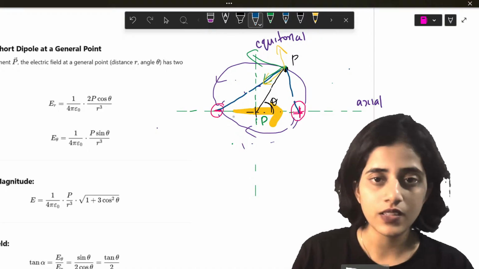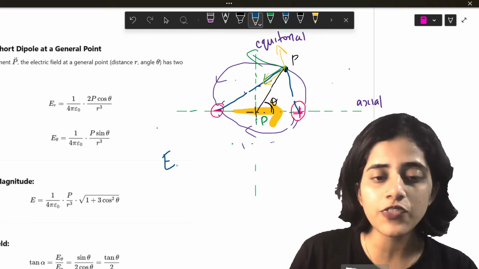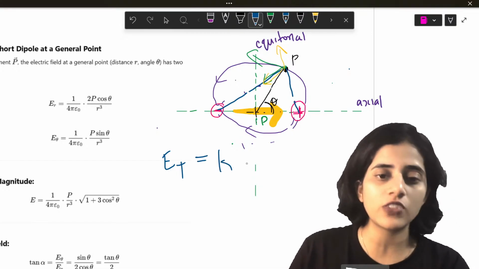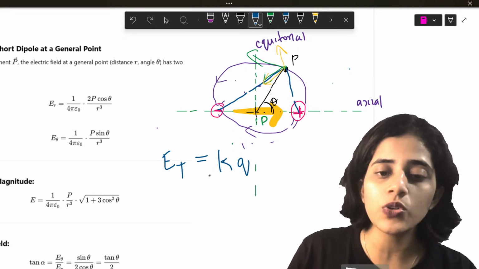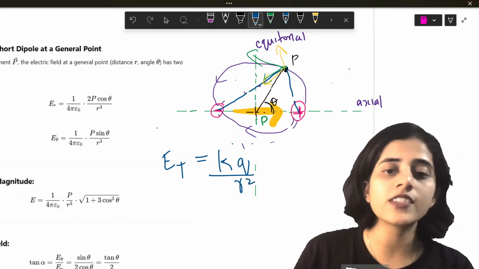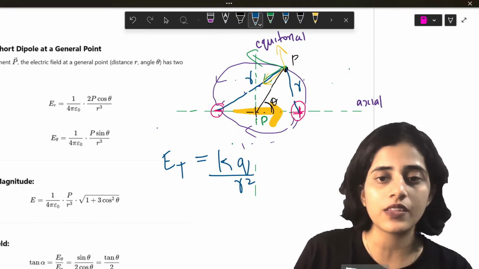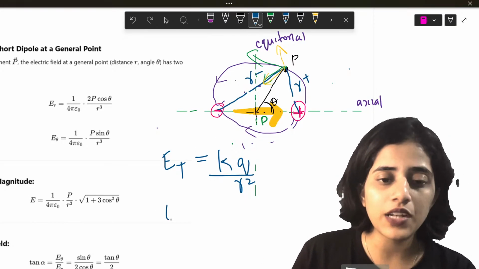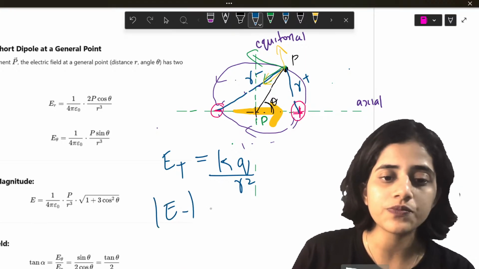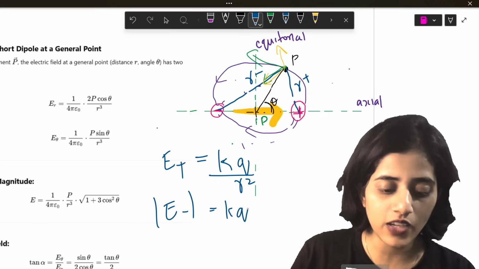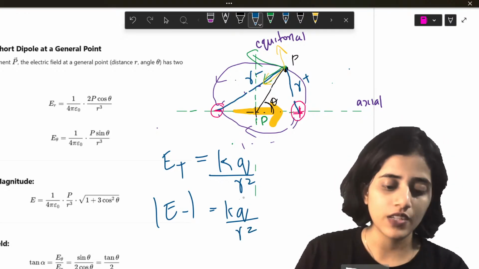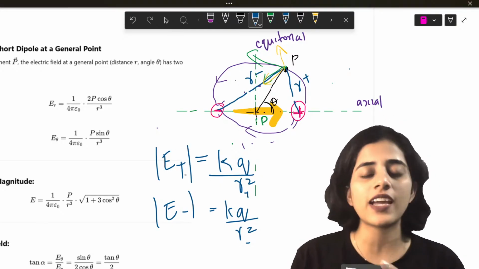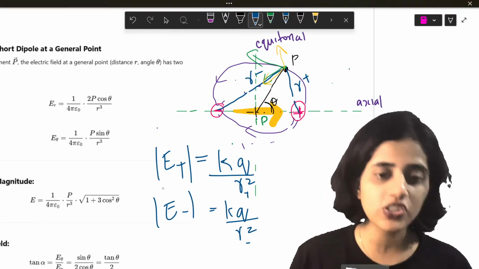Now, the electric field because of the positive will be how much? K, which is 1 by 4 pi epsilon naught, charge Q, the whole divided by R square. The distance is R. This is R plus, this is R minus. Now, the electric field because of the negative charge will be KQ by R square itself. So this will be plus, this will be minus, and for the charge, you don't take the sign because you're only looking at the magnitude of the charges.